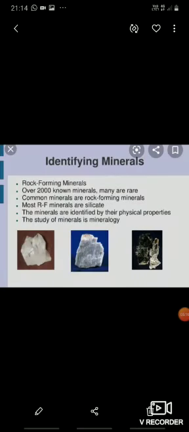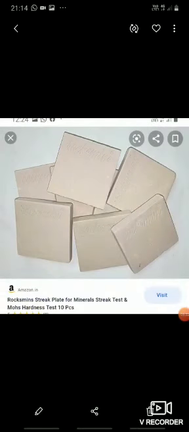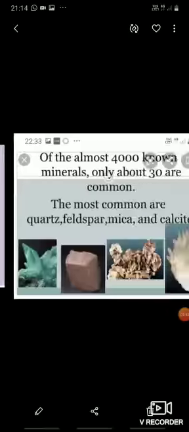Another factor is streak. We measure streak by rubbing our mineral on a porcelain plate. These are the streak plates. On this plate we rub the mineral. The color of the powder we get on the streak plate is actually the streak. Some minerals show white streaks, some are colorless, some are red, like hematite, which shows a cherry red streak. These are the major physical properties of minerals.